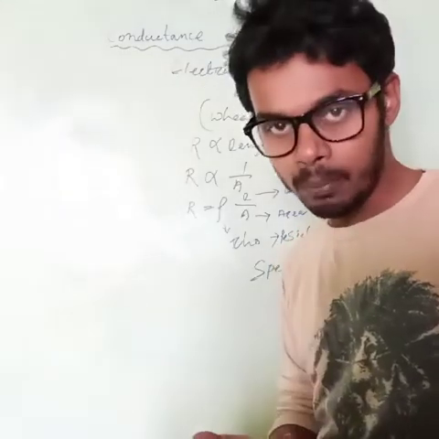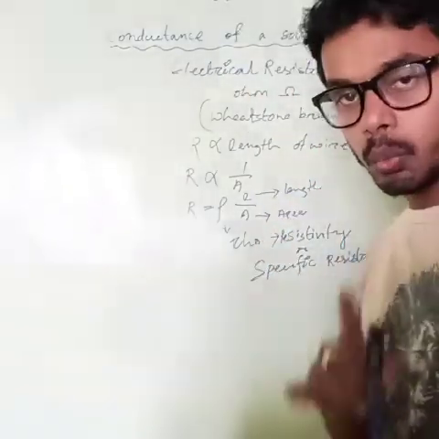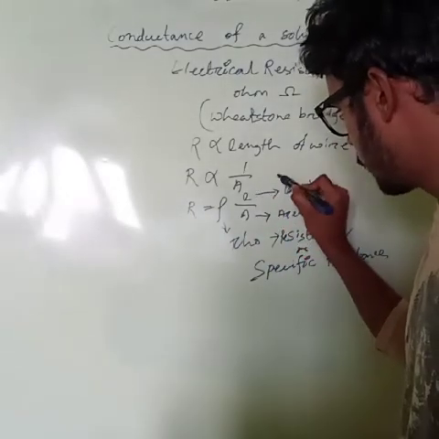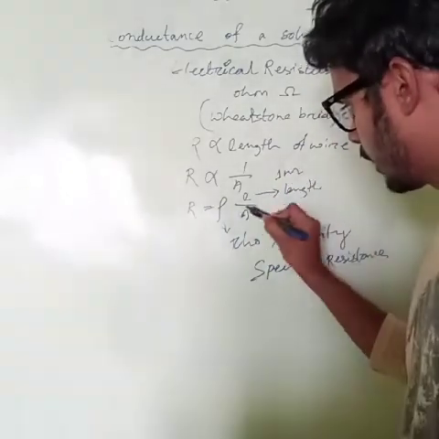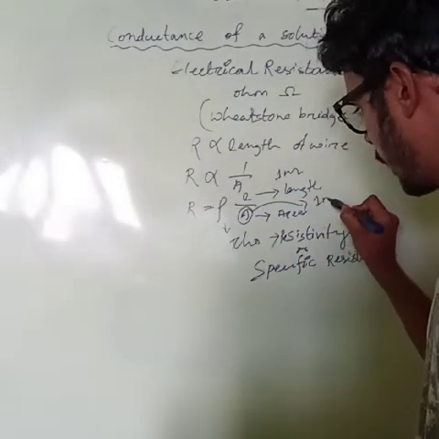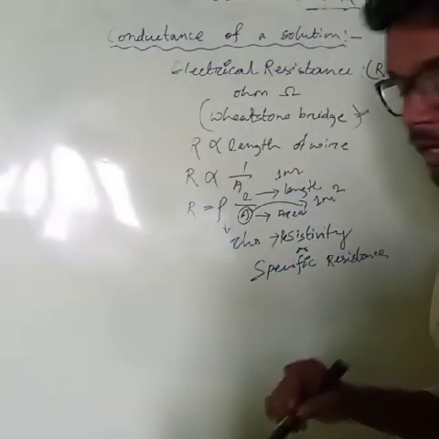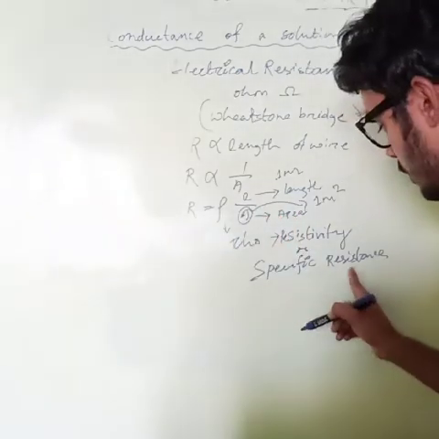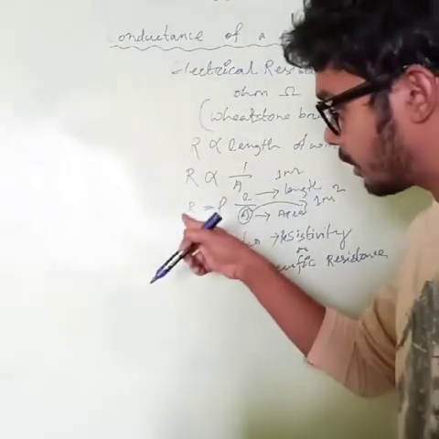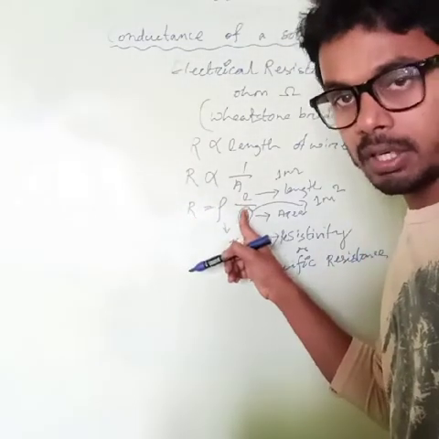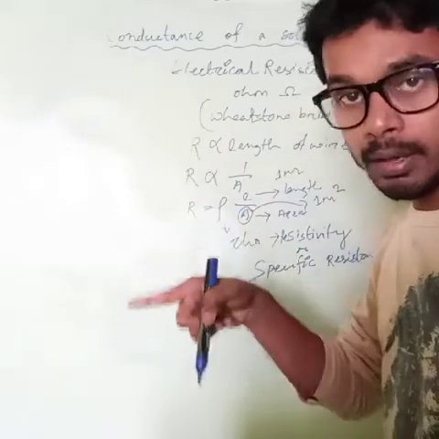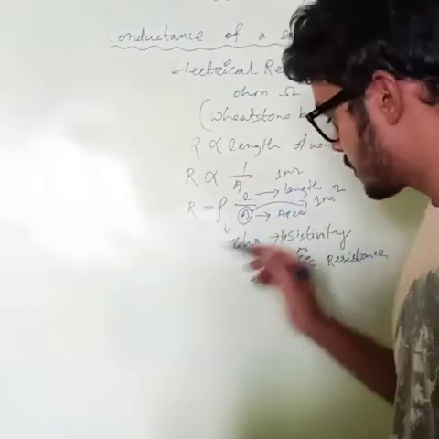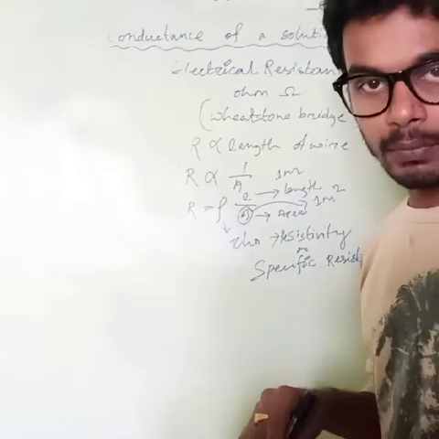How will you define rho? Remember, very important: when the length is 1 meter and the area is 1 meter square, rho is equivalent to your resistance. That is, the specific resistance, or the resistivity, equals the resistance when the length of the wire is 1 meter and the area is 1 meter square. Is it clear?